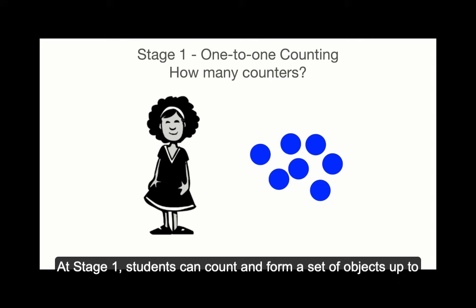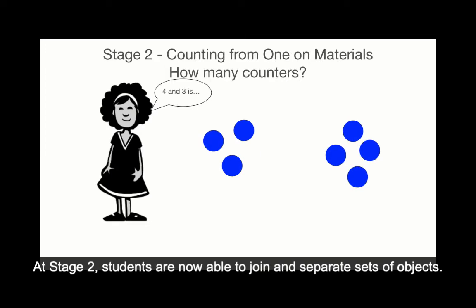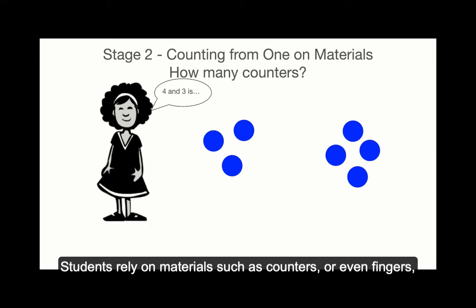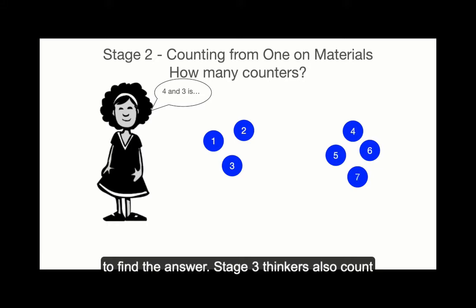At stage 1, students can count and form a set of objects up to 10, but they cannot solve simple problems involving joining and separating, like adding 4 plus 3. At stage 2, students are now able to join and separate sets of objects. Students rely on materials such as counters or even fingers to solve these problems, and they count all of the objects in both sets to find the answer.